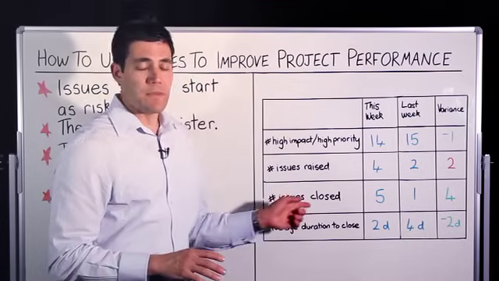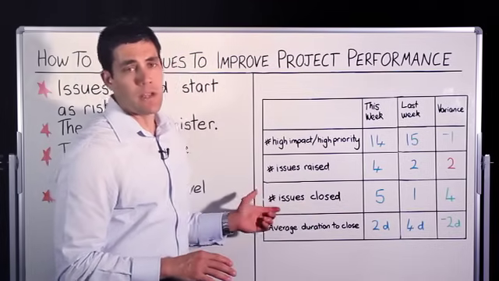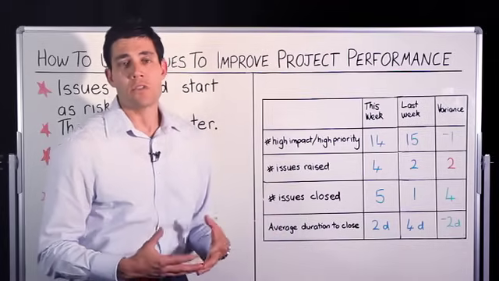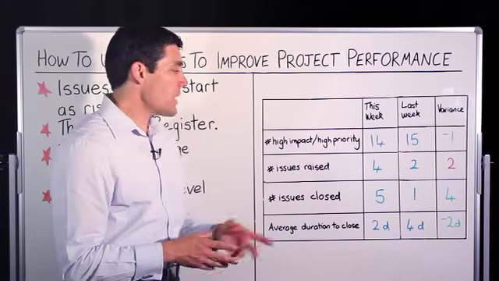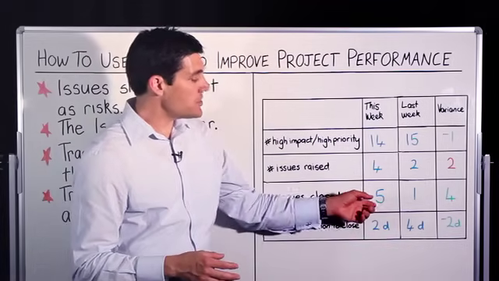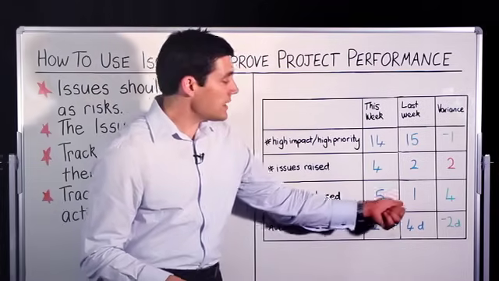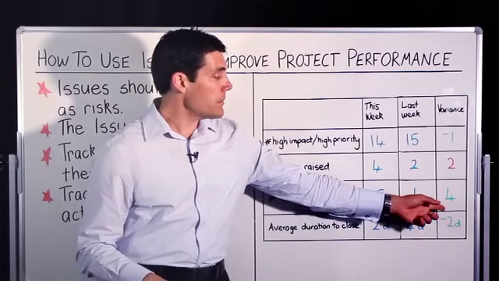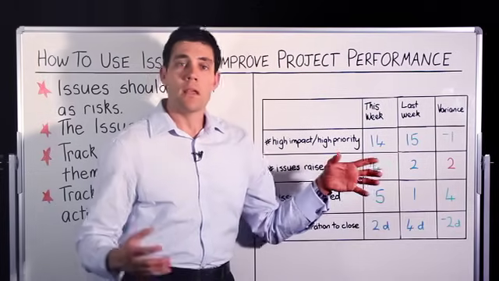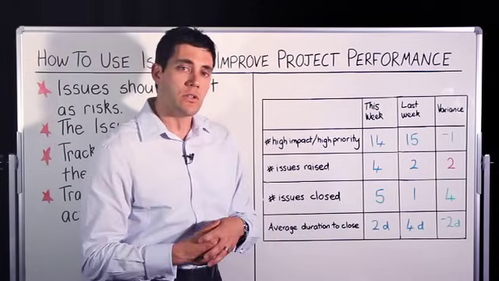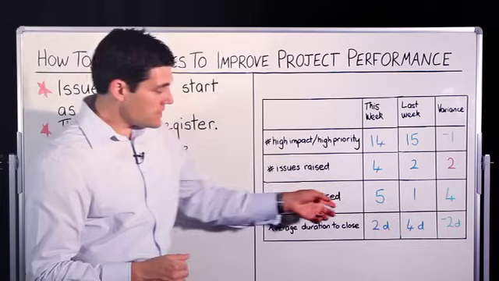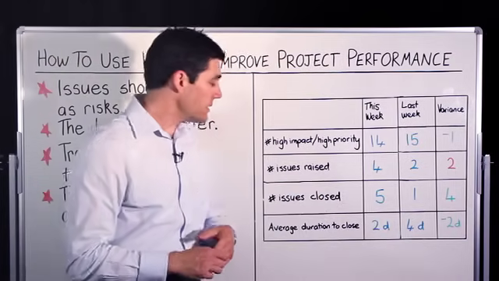How well your project team is dealing with those issues can be tracked by looking at how many issues are actually being closed on a week-by-week basis. So in this example, I've got 5 issues that were closed this week, hooray. Last week I only had 1. So really my team is doing quite well in managing their ability to close and resolve those issues as they come up. That's what this sort of metric shows me here.